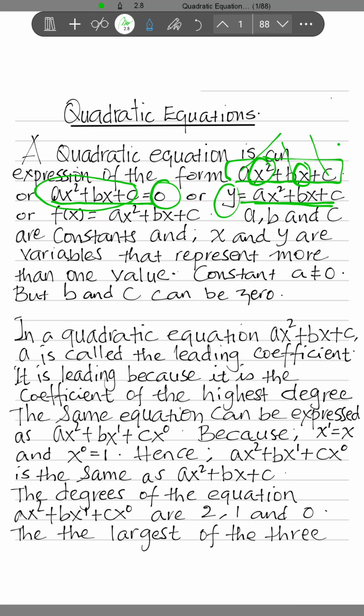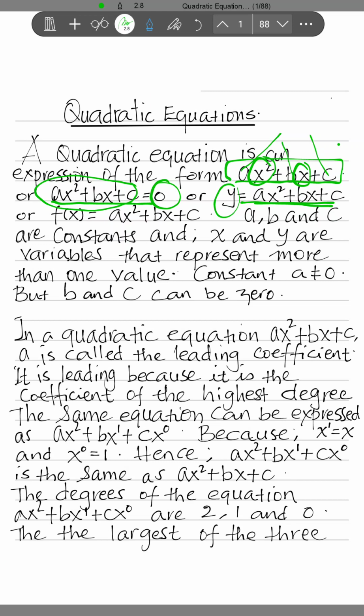What we mean by saying an equation or a graph here will be explained very well as we go deeper and deeper. So a, b, and c are constants, and x and y are variables that represent more than one value. Constant a should be different from 0.